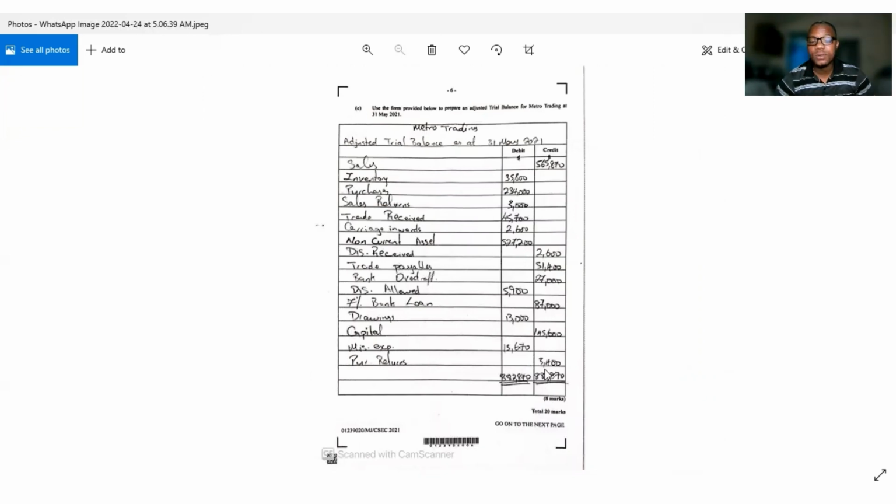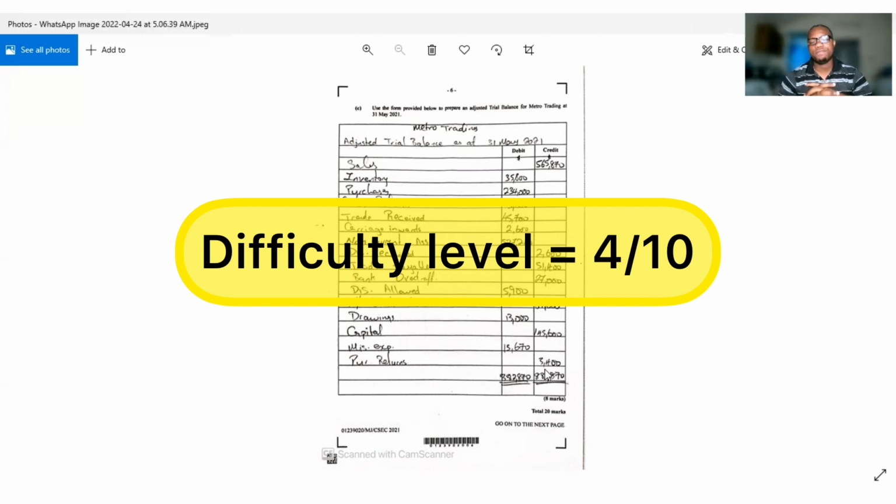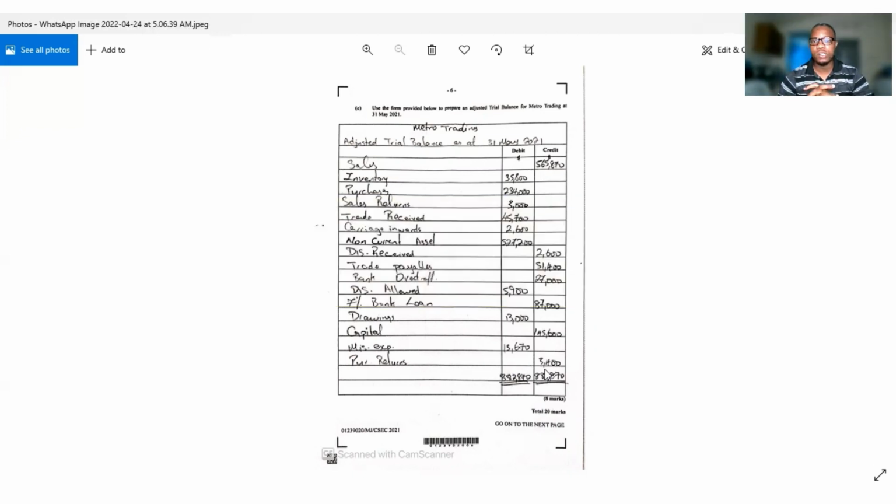So these 20 marks, this question one, are fairly easy once you know basic double entry principles. It's the first thing, double entry principles and trial balance principles. And they tested a little bit of your knowledge on the books of original entry. So 3 topics: double entry first, books of original entry, and trial balance. I'll give this question 4 out of 10 in terms of difficulty. All right, see you in the next one.